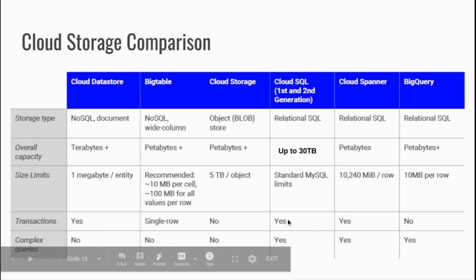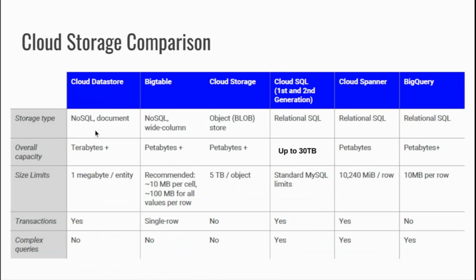And there's one more where you can see Cloud Datastore is nothing but a document based NoSQL platform. Your Bigtable is a wide column based NoSQL platform. You have Cloud Storage, which is nothing but object storage. Your Cloud SQL is nothing but a relational SQL system. It supports MySQL, Postgres, and SQL Server. Cloud Spanner is also relational. But you see Cloud SQL supports only up to 30 terabytes, while Cloud Spanner supports petabytes, and BigQuery supports petabyte plus. So this is typically how you use your different storage formats.